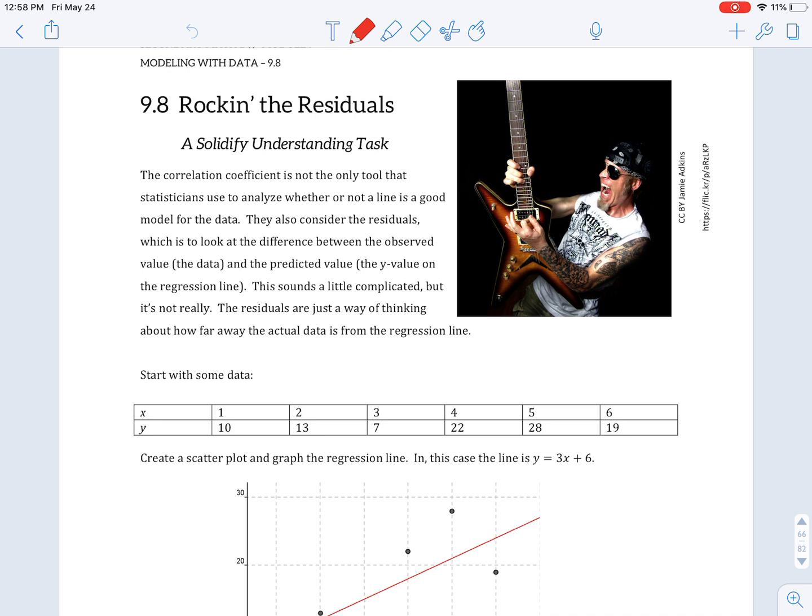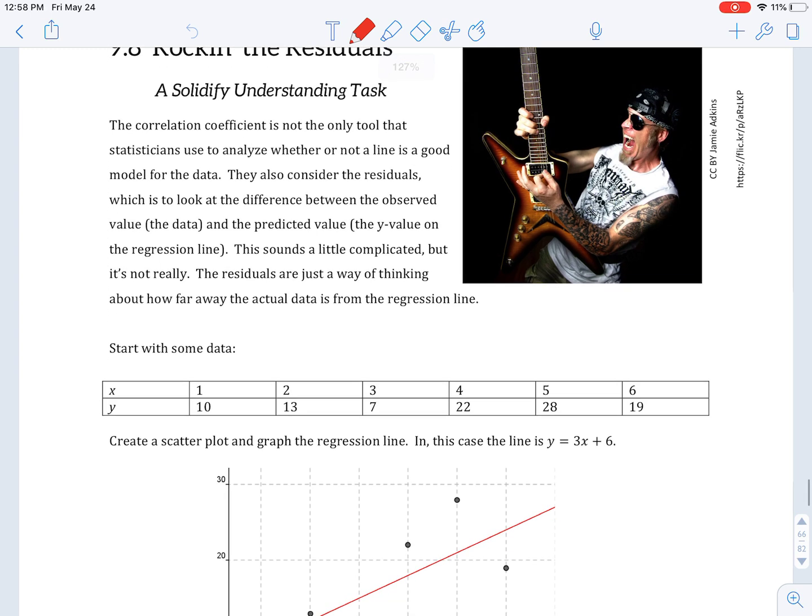The correlation coefficient is not the only tool that statisticians use to analyze whether or not a line is a good model for the data. They also consider the residuals, which is a look at the difference between the observed value, the data, and the predicted value, the y value on the regression line. This sounds a little complicated, but it's not really. The residuals are just a way of thinking about how far away the data is from the regression line, as I'm sure you picked up in the video we watched.